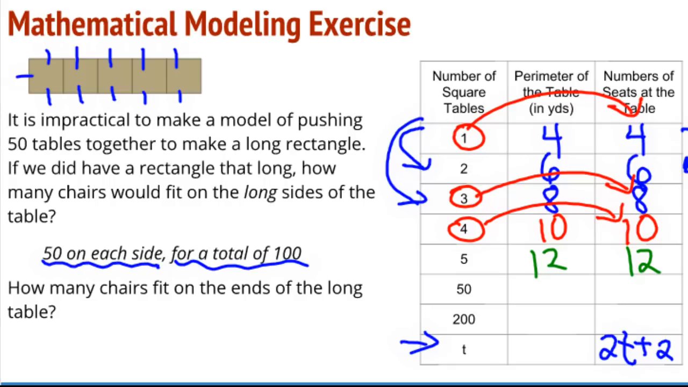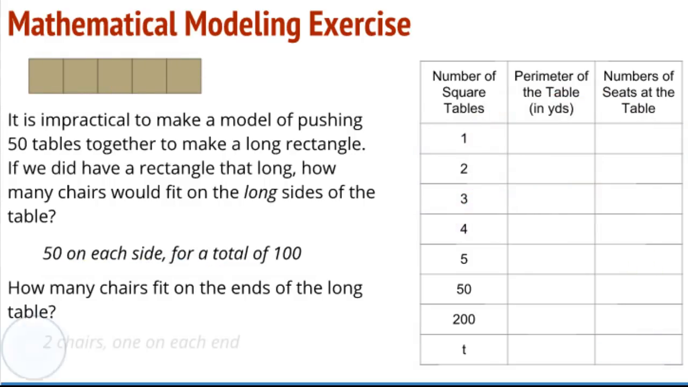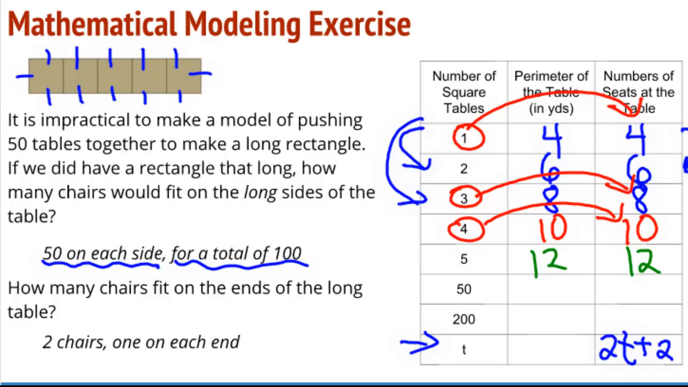And on the ends, I've got the 2 people. 2 chairs, 1 on each end. Notice this is yet another way of explaining how I came up with this expression here. So with 50 tables, I would have 102. And by the way, the perimeter would be 102.